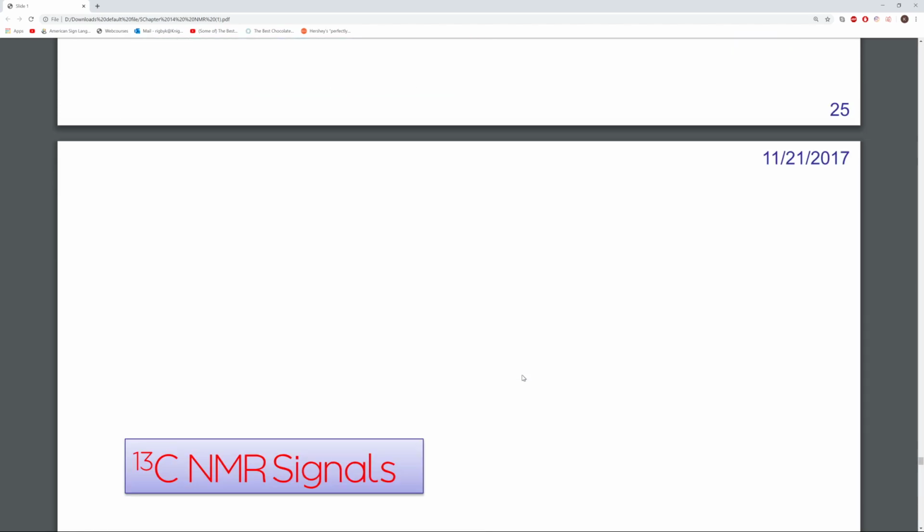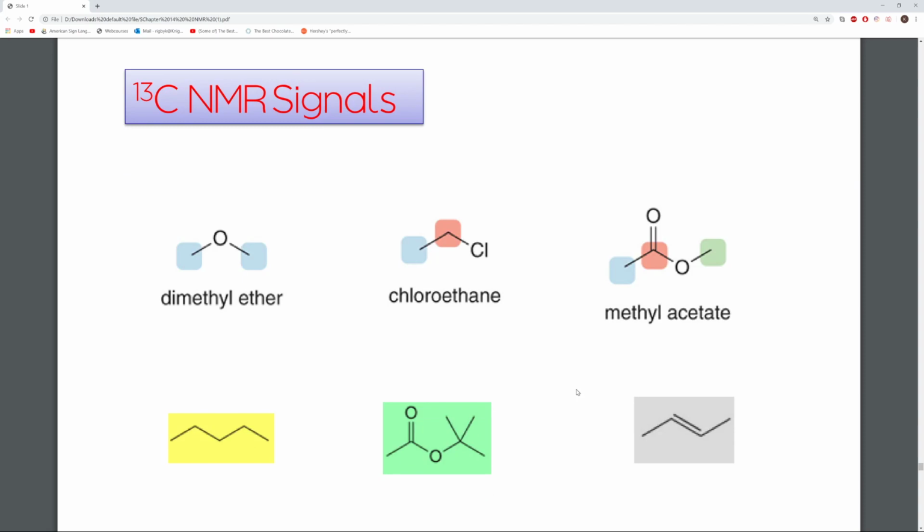Okay, so we're going to continue on. Like I said before, we have to look at the different carbons that are in different environments. If you look at dimethyl ether, those have the exact same environment, so they're going to have the same signal. Chloroethane, we have 2 carbons with different connections, so they're in different environments, so they're going to be 2 different signals. And then methyl acetate, we have 3 different carbons.